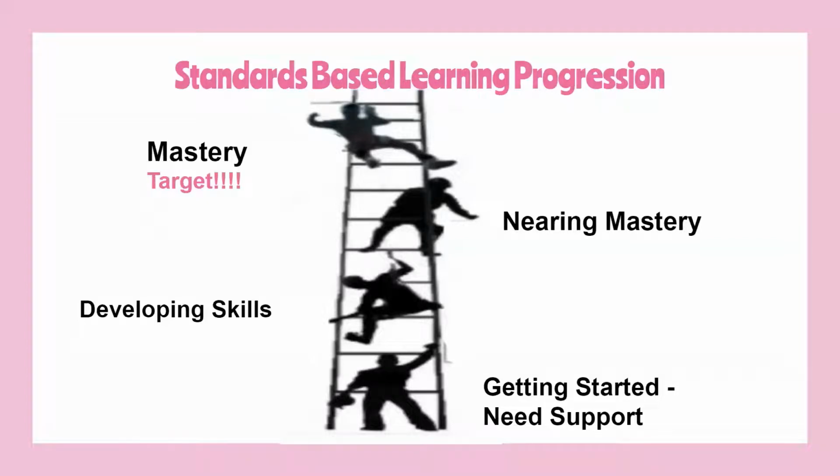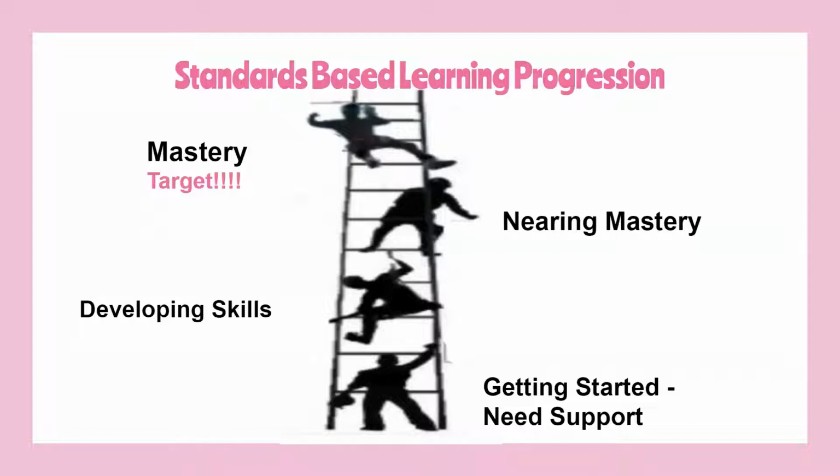So I mentioned ladders earlier. This is how my mind works. I have these different visuals going on. And I look at learning as a progression. We're climbing up ladders. We start at the bottom. We're just getting started. And as we're developing those essential skills, we might need some support down there at the bottom. We start to develop our prerequisite skills. We're getting the vocabulary down for this topic. We climb up a few more rungs and we're nearing mastery. And then finally we get to mastery, and that is our target.